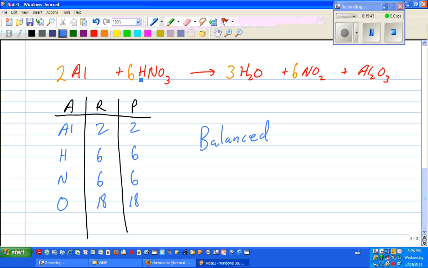3 times 6 is 18 oxygens. As far as the oxygens go, I've got 3 times 1 is 3, 2 times 6 is 12. That's equal to 15, plus another 3 from the aluminum oxide gives me a grand total of 18 oxygens. Yes, check, check, check. It is balanced. That was a long one. Sometimes they take that long.